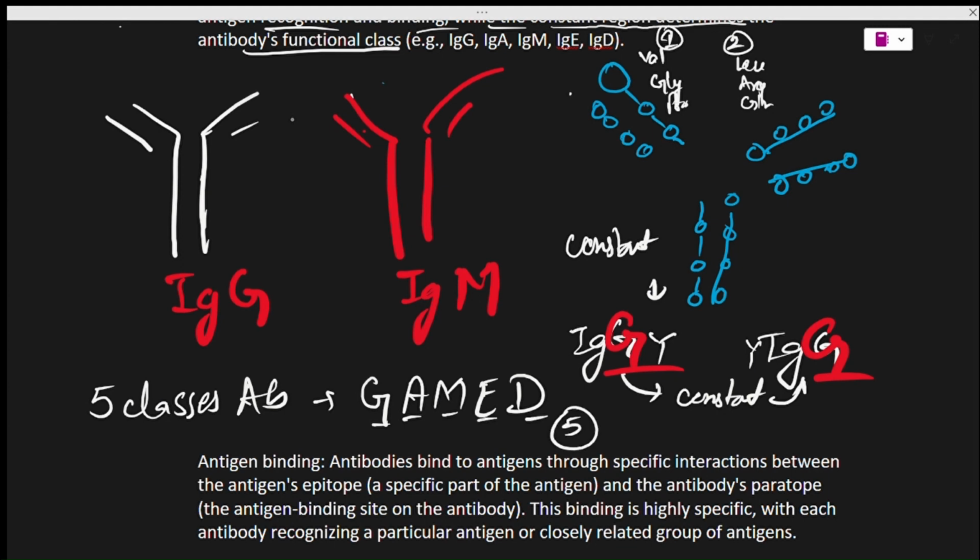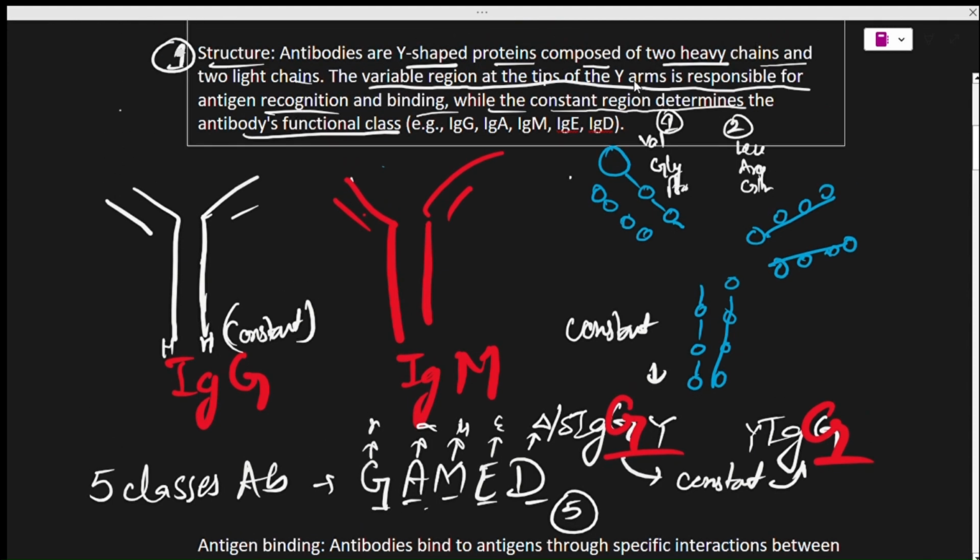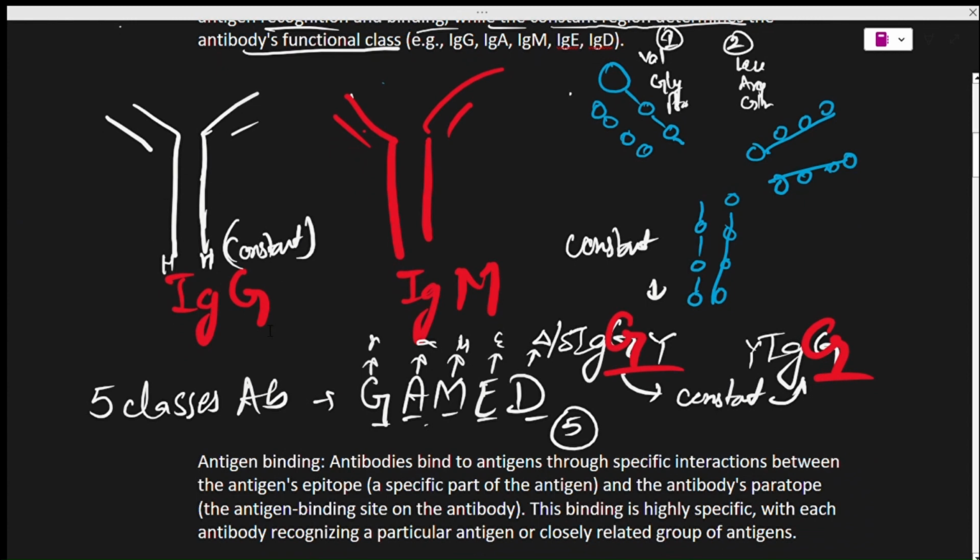Now G stands for gamma, A stands for alpha, M stands for mu, E stands for epsilon, and D stands for delta. It is delta basically. Okay. So these five classes are determined on the basis of the heavy chain and the constant region. The constant region determines the functional class of the antibody.